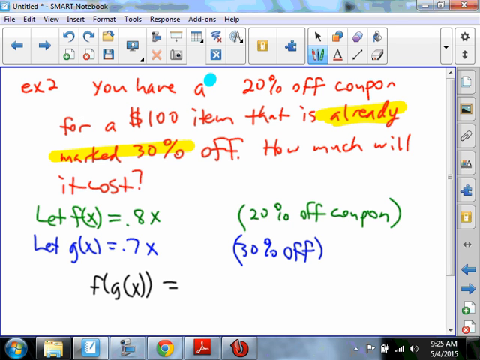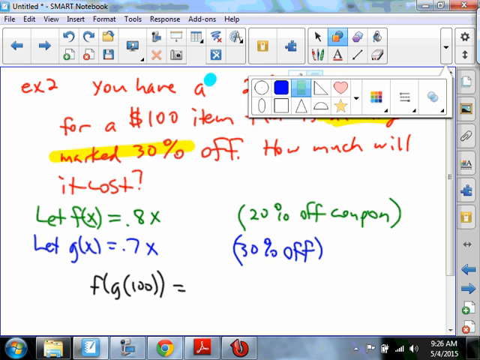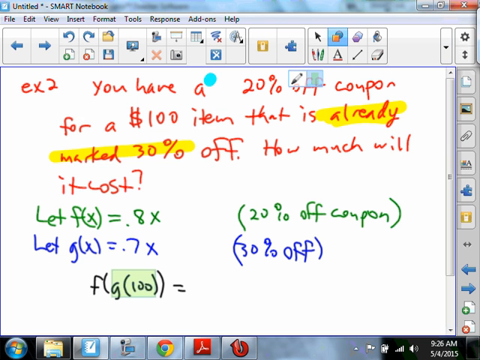If we do this for the general case, we'll see how much this is for any priced item. But in this case, do we want f of g of 100? So you want to go ahead and plug the 100 in and see what happens? So let's make it f of g of 100. Remember, substitute from the inside out. We go to g of x and place 100 in there. So that's going to be 0.7 times 100. And we still have to take that and f it, right?